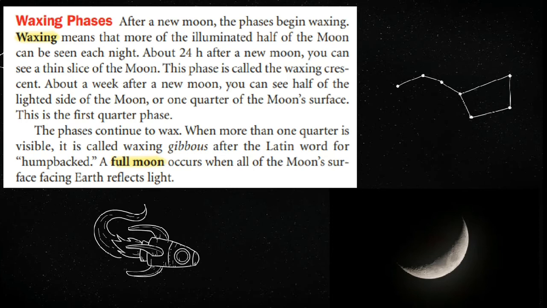The phases continue to wax. When more than 1/4 is visible, it is called waxing gibbous, after the Latin word for humpback. A full moon occurs when all the moon's surface facing Earth reflects light.